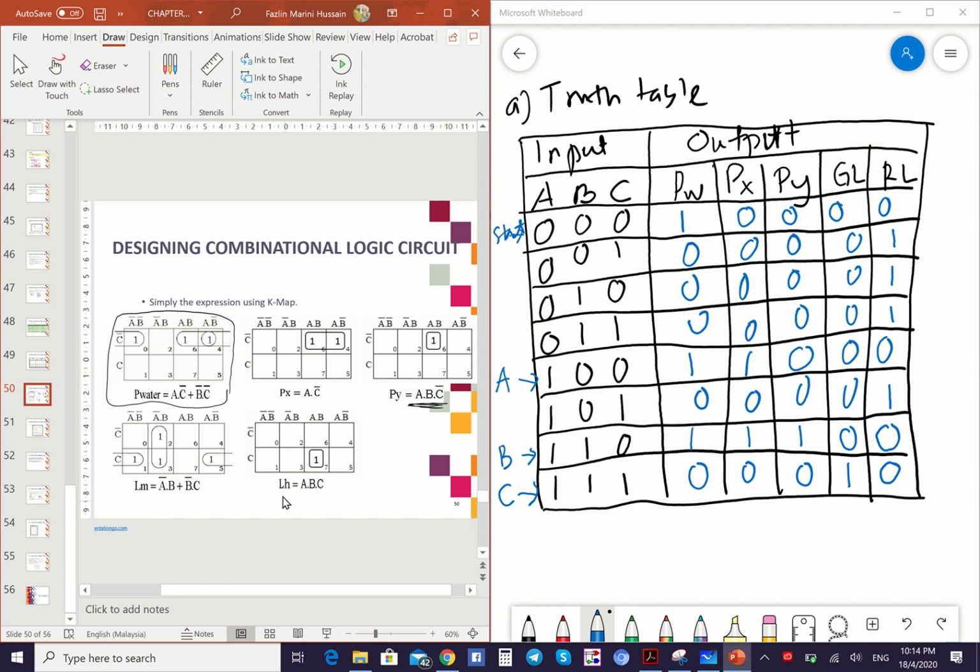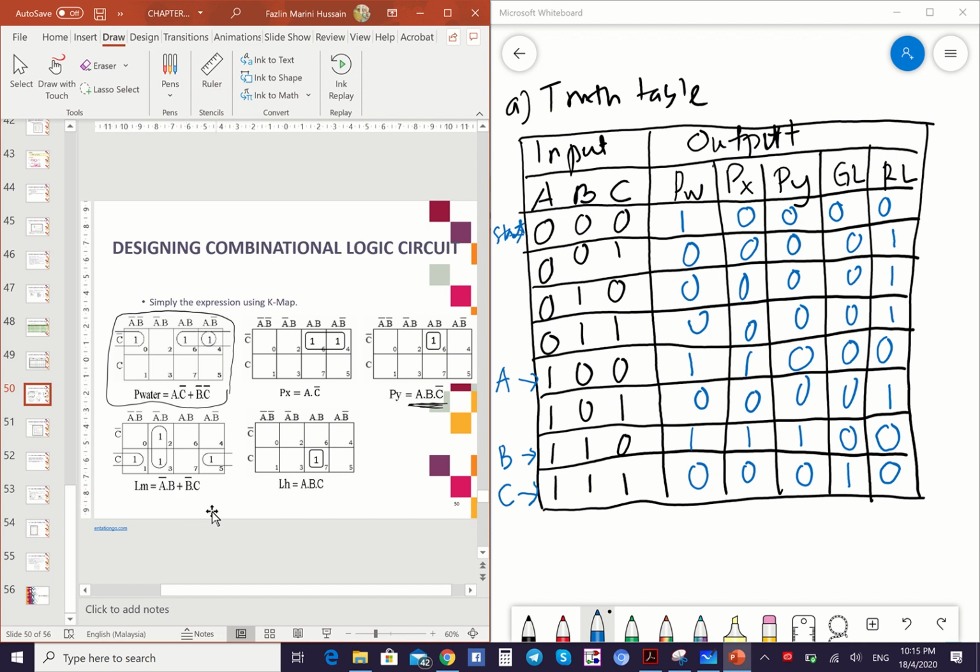Same goes with the green light. LH refers to green light, lampu hijau. Green light also has only one value, which is A, B, and C. So you map, and then you write the equation. Then if you refer to red light, LM, which represents red light, you have 4 values: 1, 2, 3, 4. So here you also have 4, and then you loop.